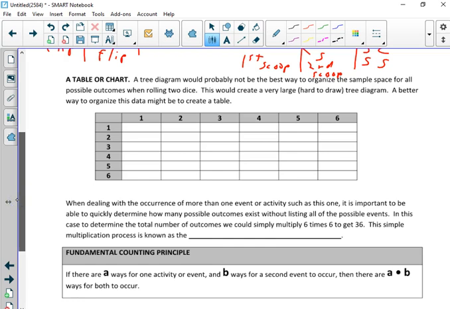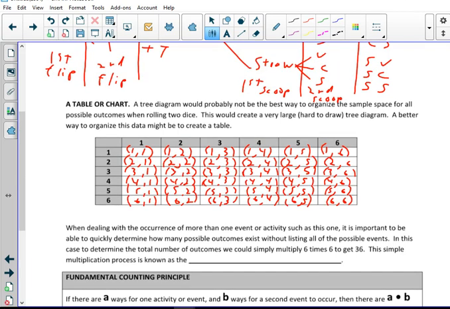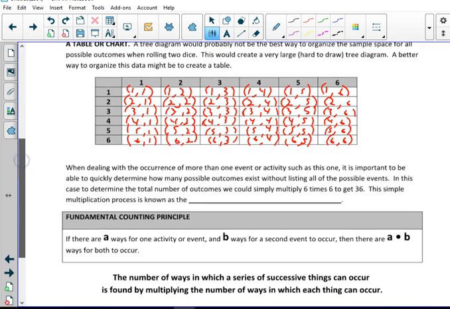Now you can also do a table or chart. A tree diagram would probably not be the best way to organize the sample space for all the possible outcomes when rolling two dice. This would create a very large and hard to draw tree diagram. A better way to organize it is a table. So if I roll 1, then a 1, I roll 1, then a 2, a 1, then a 3, and so forth. I'm just going to hit pause and you can fill this out. Wasn't that fun? Okay, so those are all the possibilities.